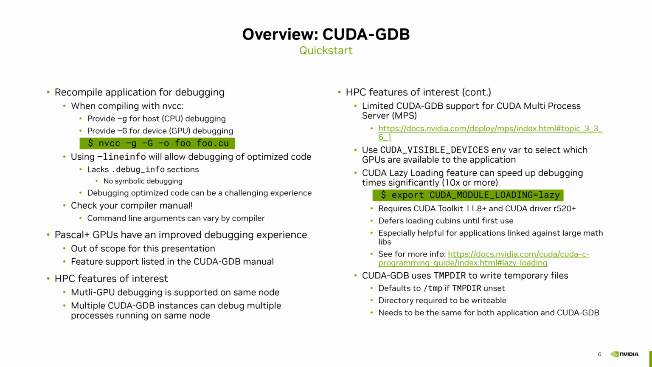Let's say you've launched your batch job, and then you try to SSH into the compute node where your application is running and try to attach with CUDA-GDB. You might find it a failure because the TMPDIR that qsub set is different than the TMPDIR that is being used by CUDA-GDB.